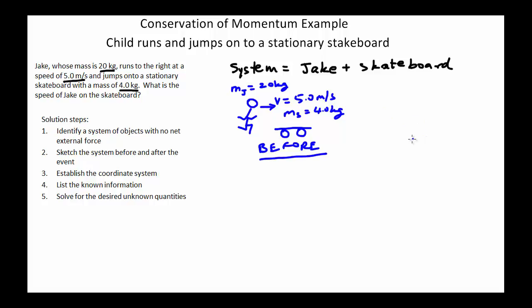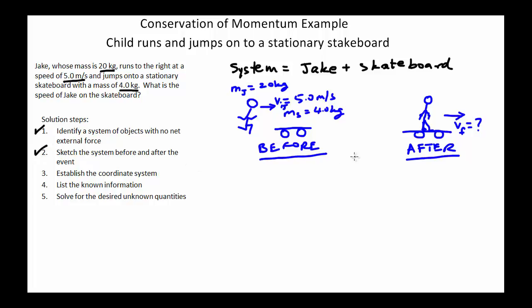My after image looks like this. We now have Jake on the skateboard, and the two are moving to the right, and we want to determine the final velocity of both of these. So let me mark this as the initial velocity of Jake. And the final velocity is for the combined object of Jake plus the skateboard. So here's our after situation. We've got the first step done, and we've got the second step done.